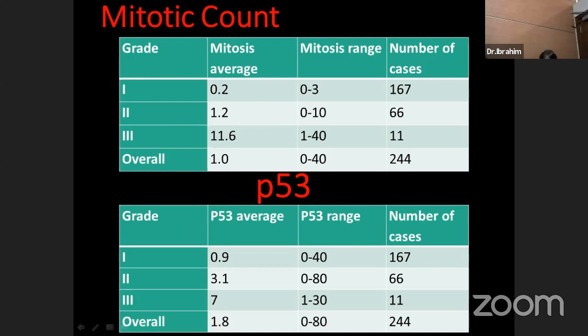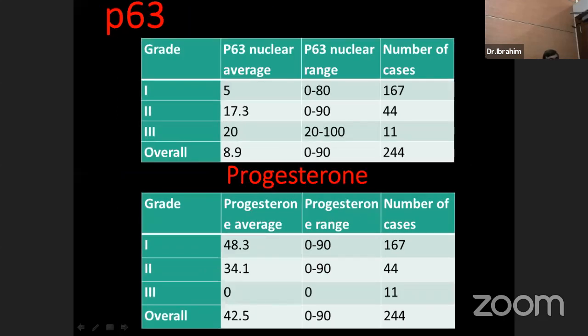P53: most of the meningiomas are actually negative for P53, even the higher grades. But when it is present, it's more present in the higher grades. P63 also, we differentiate between nuclear staining and cytoplasmic staining. Cytoplasmic staining is not of much importance in the grading, but nuclear staining is more common in higher grade meningioma. Progesterone, the other way around, is inversely related to meningioma grading. The more progesterone receptor percentage, the better the grade. You can see in grade 1 it reaches up to 90%, and in grade 3 most of the time it's really negative.